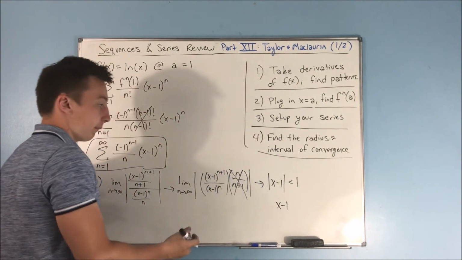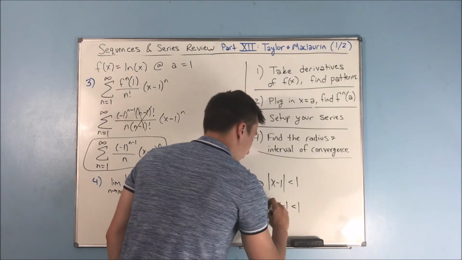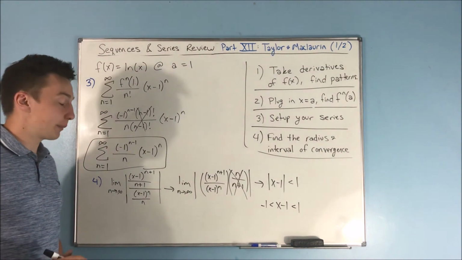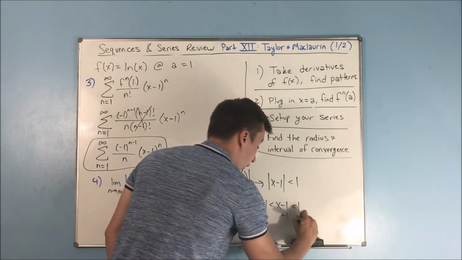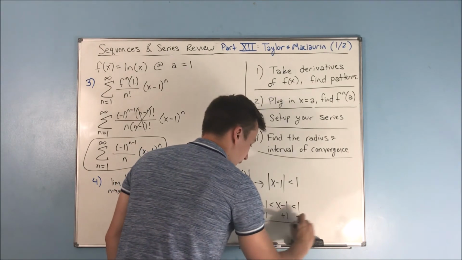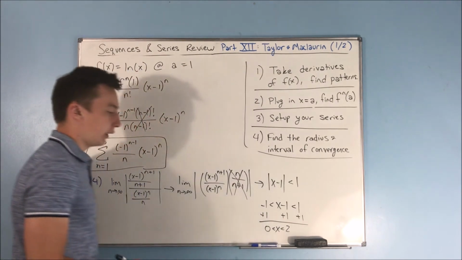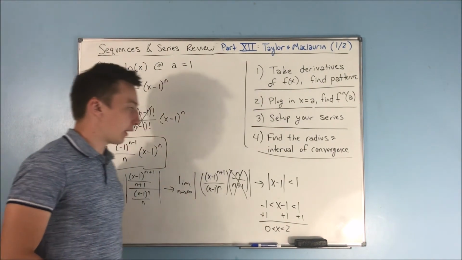So we can say that x minus 1 is going to be less than 1 and greater than negative 1. Let's get rid of the absolute value sign, and we can add 1 on all sides to get x is going to be in between 0 and 2. So that's going to be our starting interval right there.